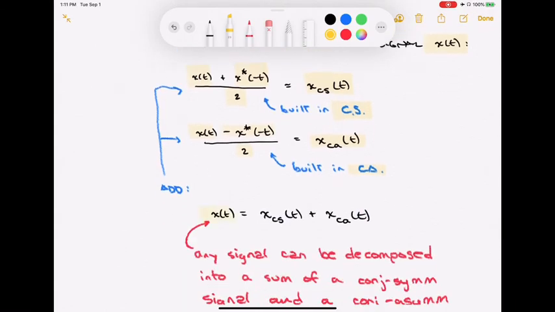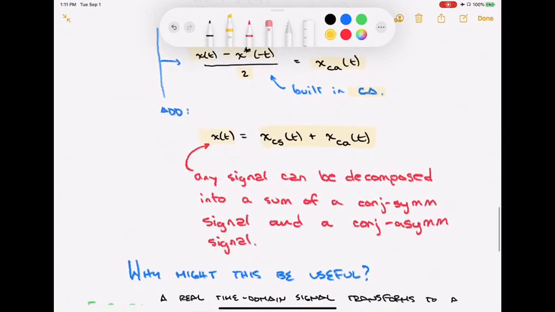If I add these two together, much like I did before, what I find is the left-hand side simplifies to just the signal x of t, and what we get on the right-hand side is the addition of the conjugate symmetric and conjugate antisymmetric parts. So very similar to what we did for an even-odd decomposition. This one is just a little more suitable for functions that could be complex.